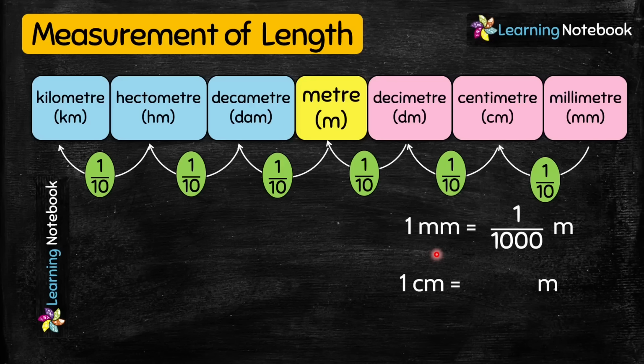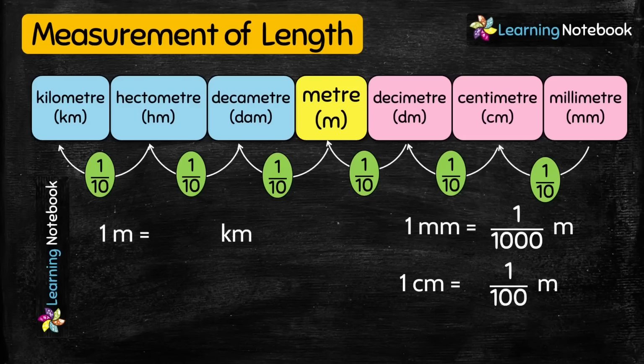Now, can you tell me 1 centimeter equal to how many meters? Again, let's see how many times do we need to jump. 1, 2. So 2 times. That means 1 by 10 into 1 by 10, which is equal to 1 upon 100. So 1 centimeter equal to 1 upon 100 meters.